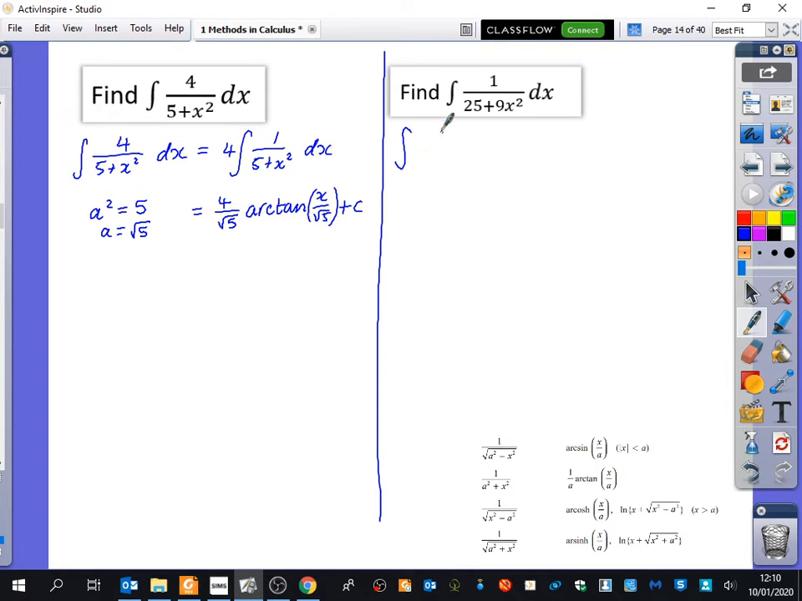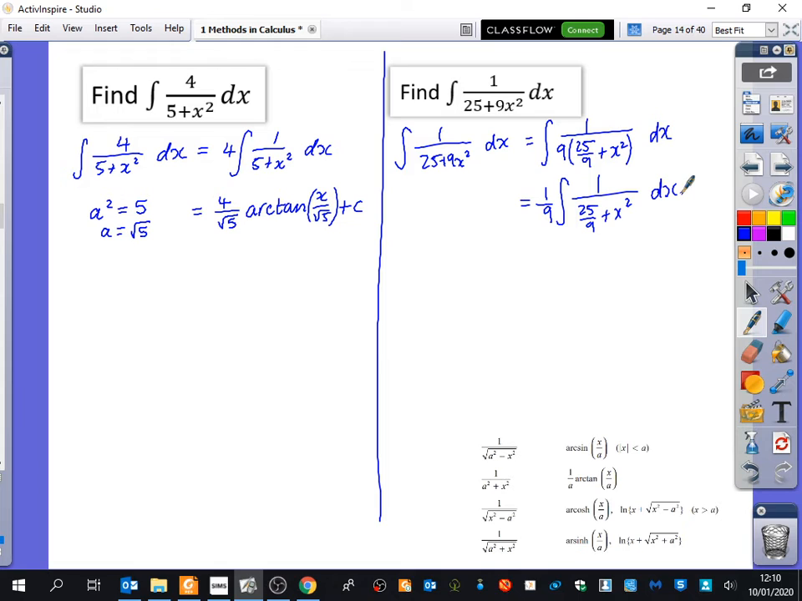So what we should do here with our 1 over 25 plus 9x squared is factorize out a 9 on the bottom. So I have 9 times 25 over 9 plus x squared dx. And if you want to, you can pull out the 9 all the way to the front. So you get 1 over 9 times 1 over 25 over 9 plus x squared dx. We can then see that a squared is 25 over 9. So a is 5 over 3. And I think you'll see now why I like to write out what a is separately.